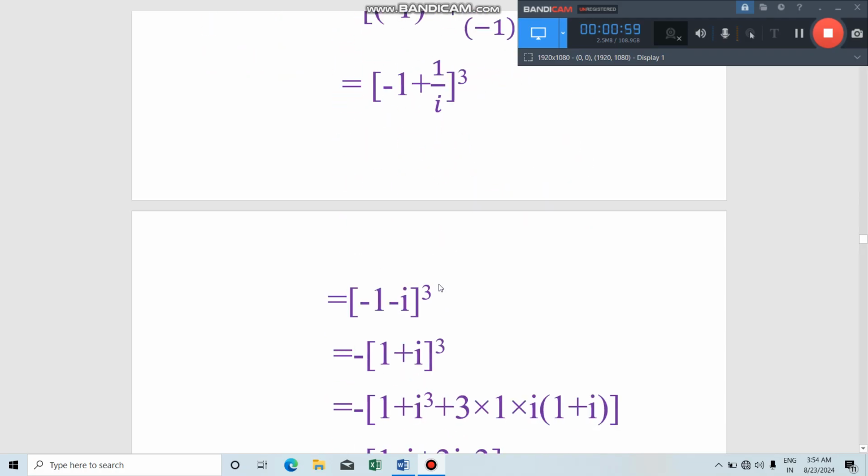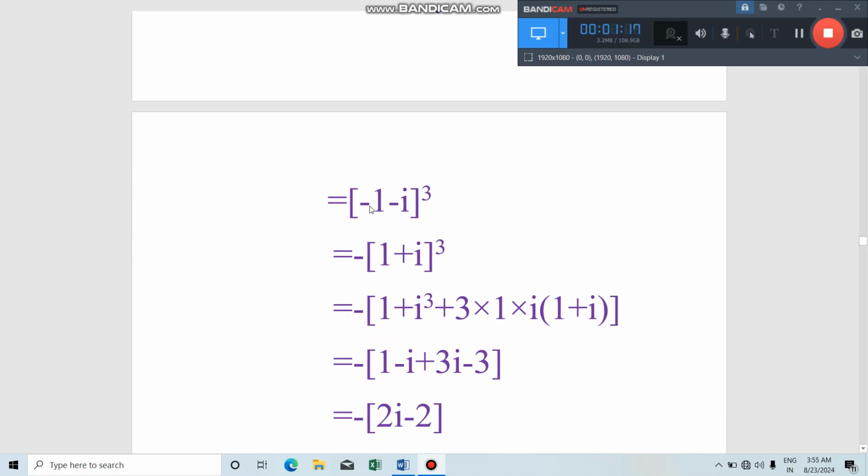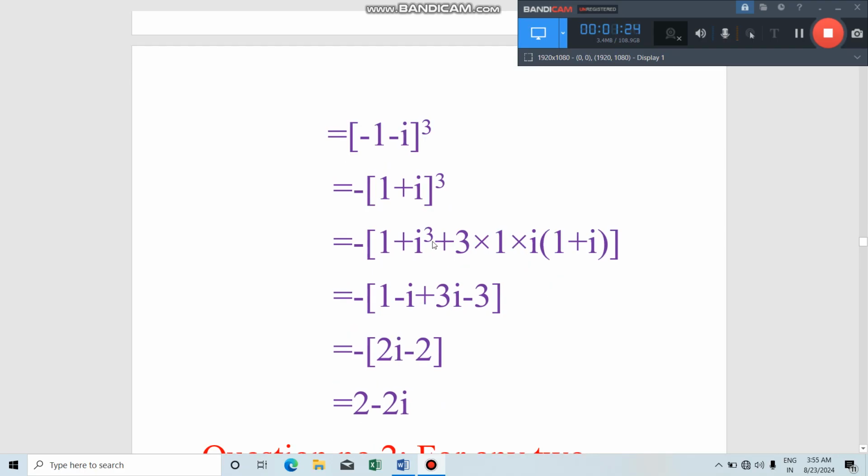So it will become 1 by I. So minus 1. Now if we multiply I in denominator and numerator of 1 by I, it will give I by I square. I square will become minus 1. So it will become minus I, whole power 3. So now we are taking common minus. So it will become (1 plus I) whole power 3.